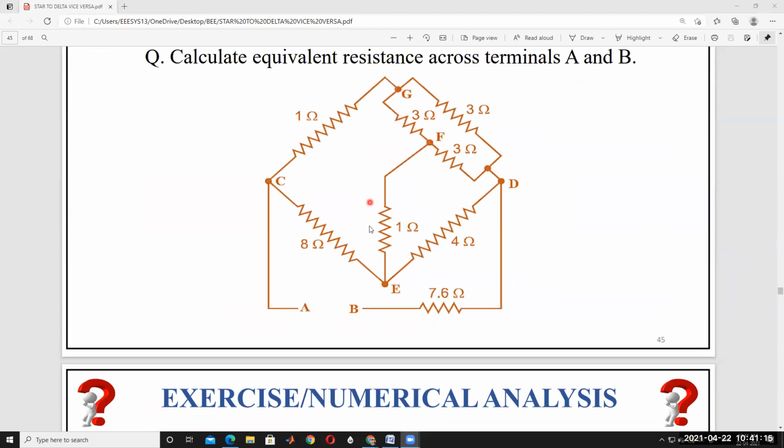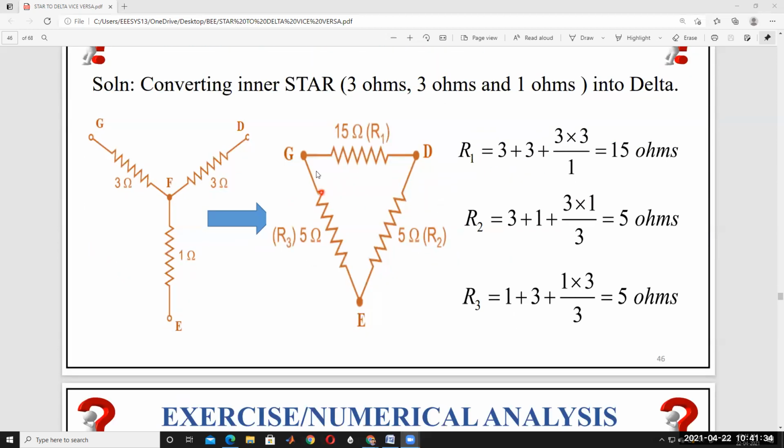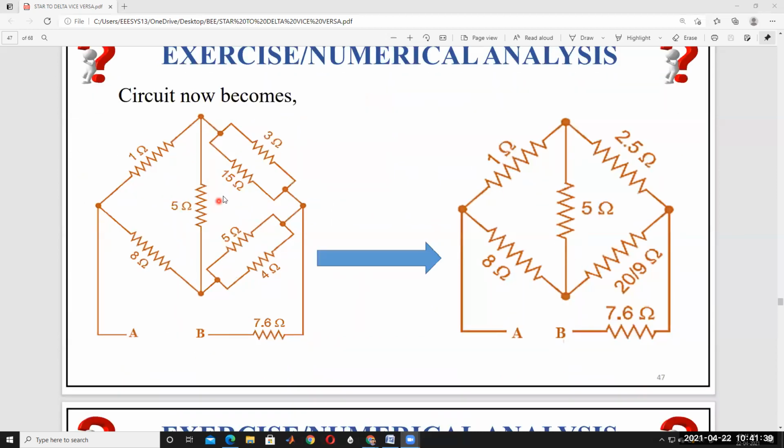Here, what is the resistance between G and E, what is the resistance between E and D, and what is the resistance between G and B? So replace the star network by a delta network. In between, one resistor is there. In between, one resistor is there. In between, one resistor is there. So that is called R1, R2, R3. So replace these resistors like this.